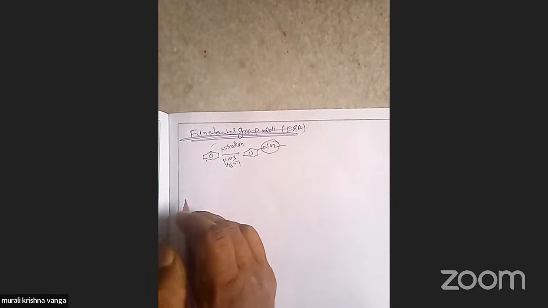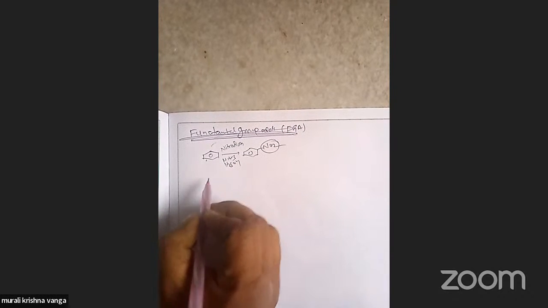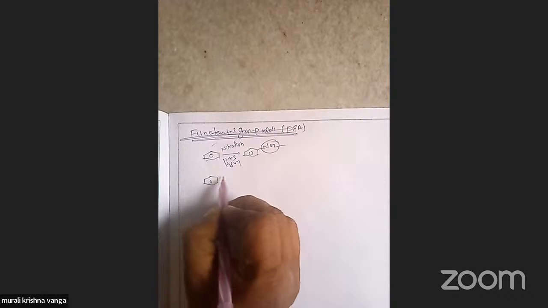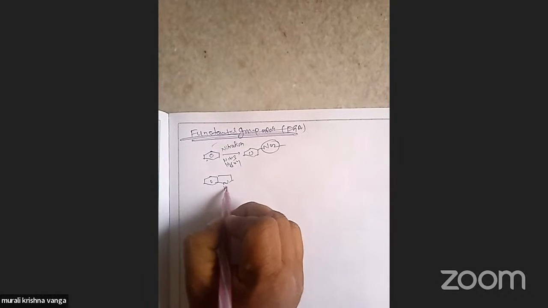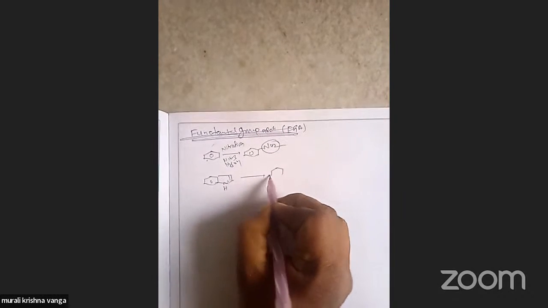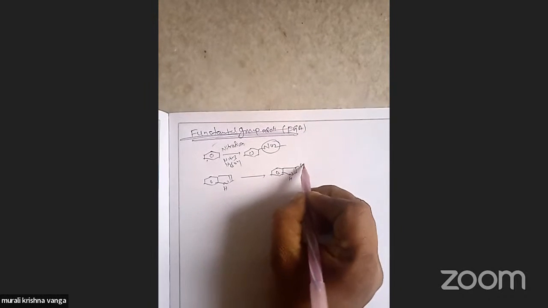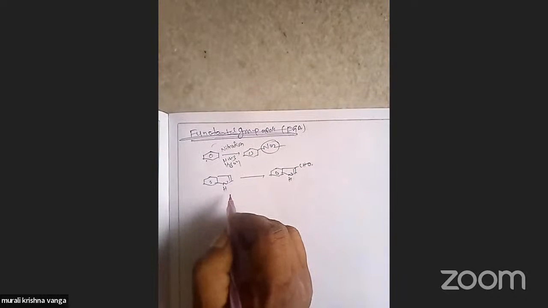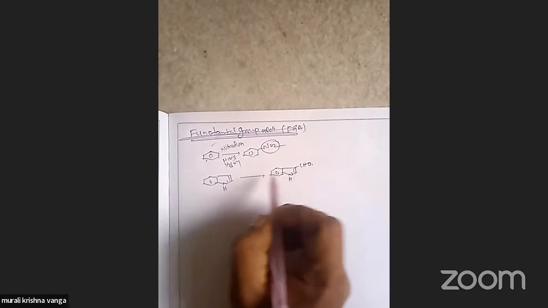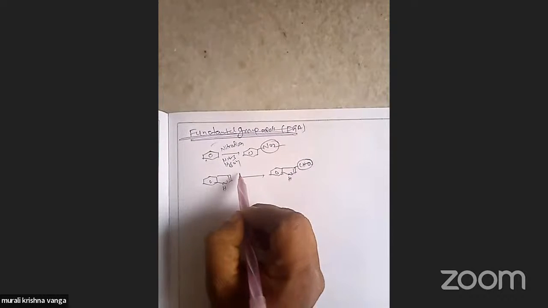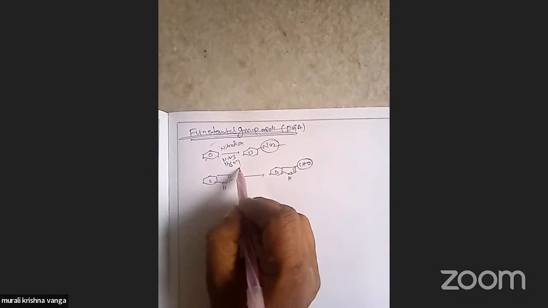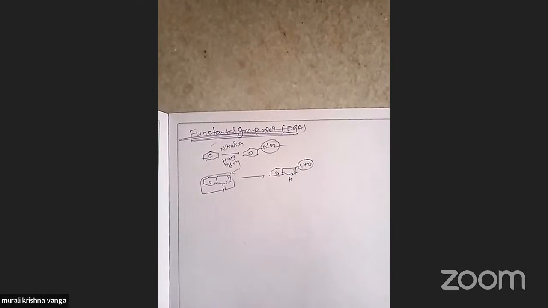The second example is indole. When indole is converted to indole-3-carbaldehyde in the presence of the Vilsmeier-Haack reaction, the aldehyde functional group is introduced at the third position of indole. Therefore, this step is called functional group addition.